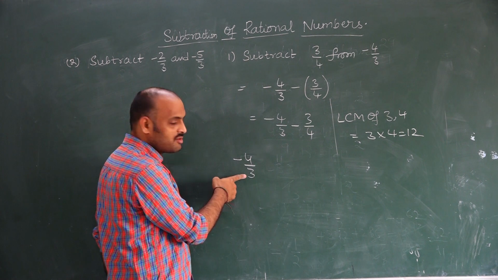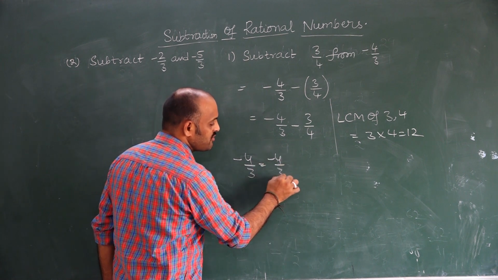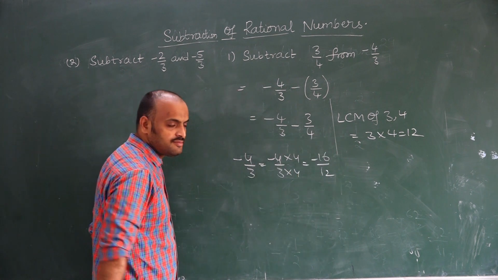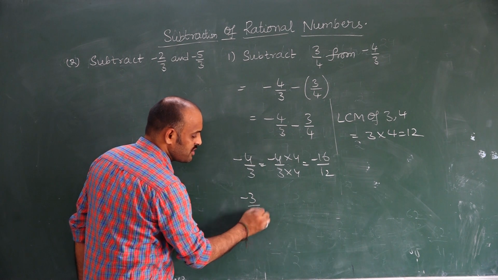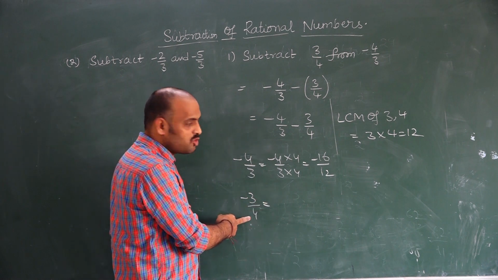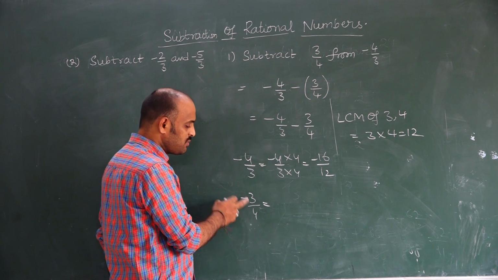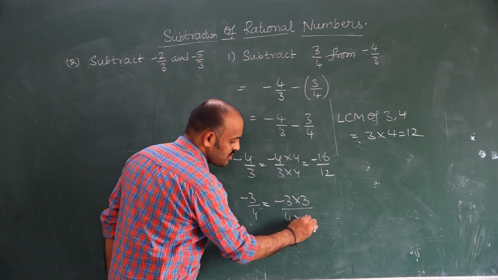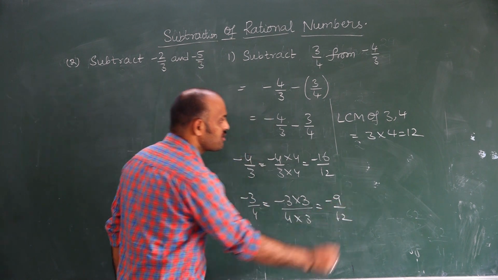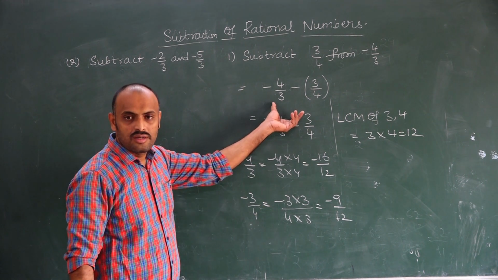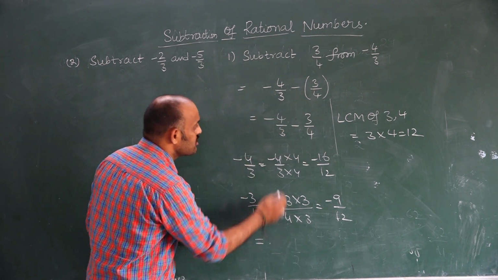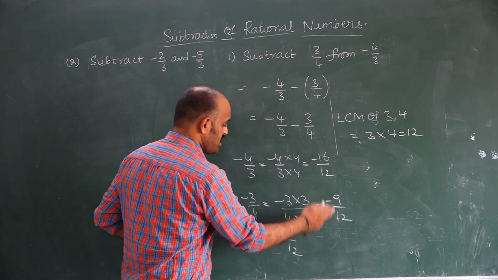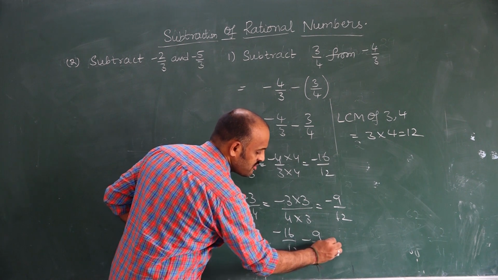To make 3 to 12, multiply both numerator and denominator with 4. So minus 16 by 12. Minus 3 by 4 is given. Denominator is 4. To make the same denominator 12, multiply both numerator and denominator with 3. Minus 9 by 12. Now substitute the values in the given question. Minus 4 by 3 is nothing but minus 16 by 12. Minus 3 by 4 is nothing but minus 9 by 12.